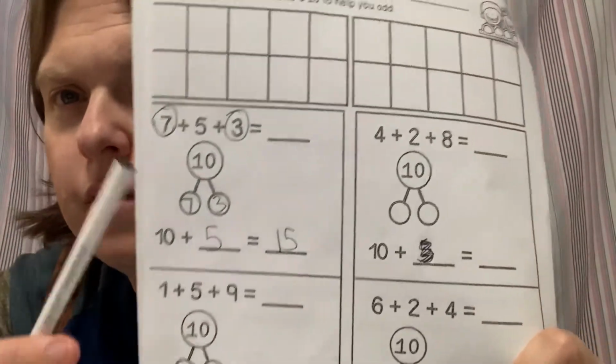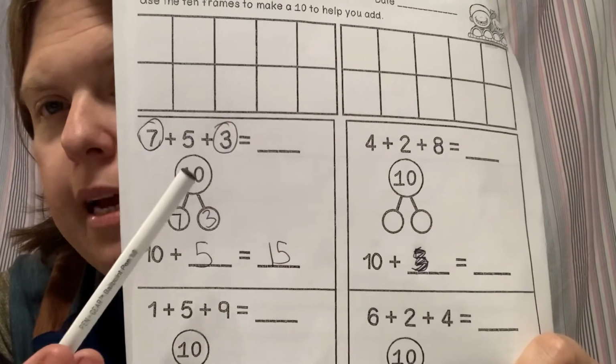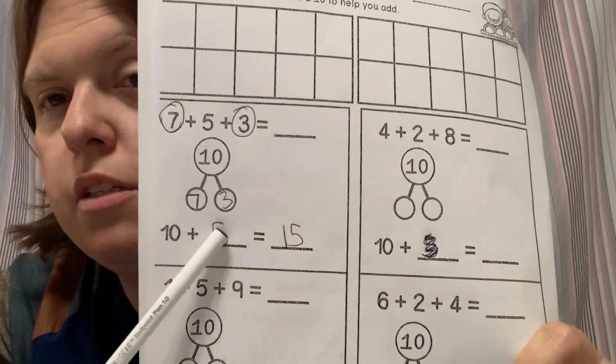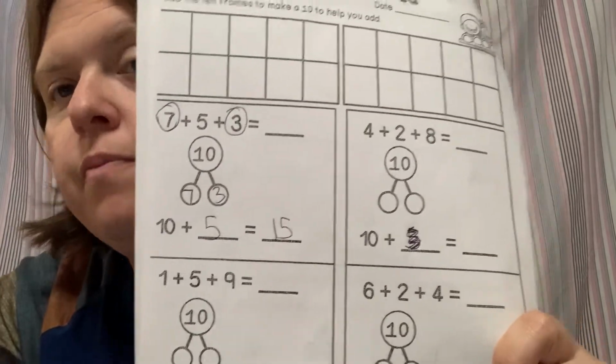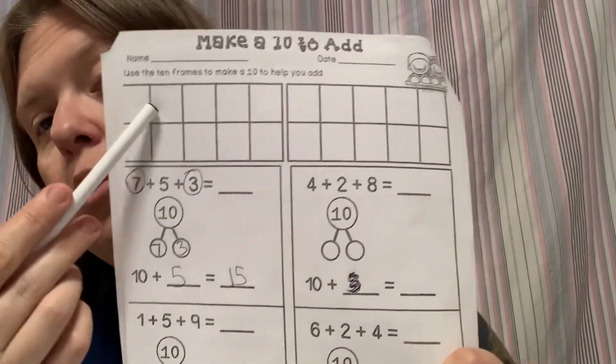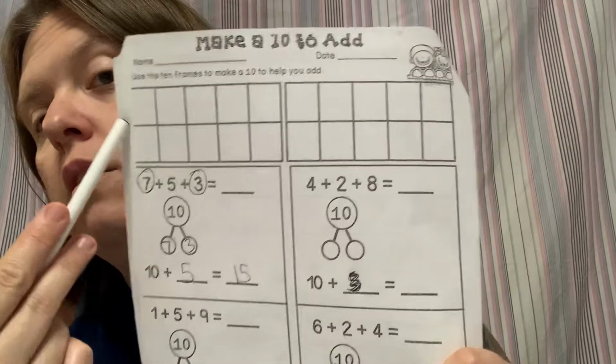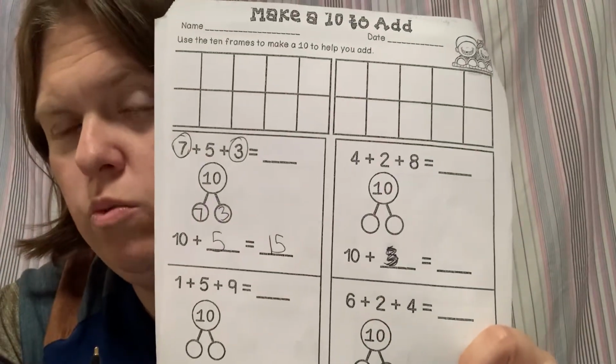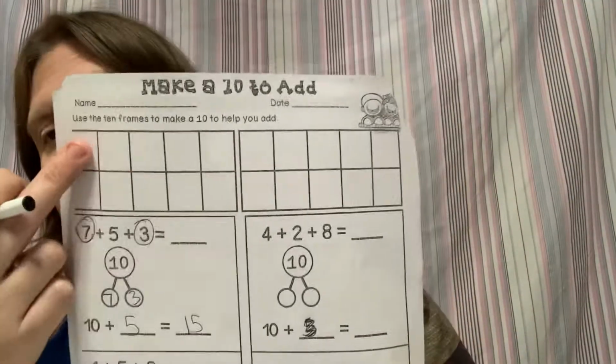15. Oops, I wrote it on the wrong line. We're gonna just cross that out. Mistakes happen. I tell you guys all the time, I make mistakes constantly. So 7 and 3 were my two parts to make 10. 5 was left over, so 10 plus 5 equals 15. Now they put 10 frames up here at the top, so if you would like, you can use the 10 frames to help you with drawing some pictures.